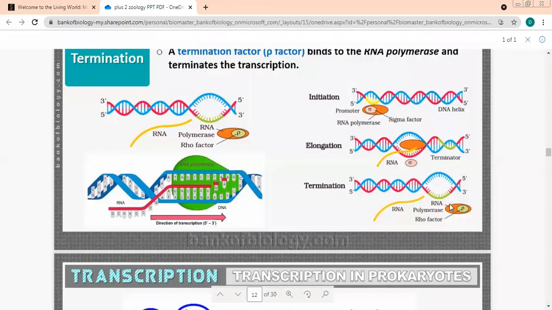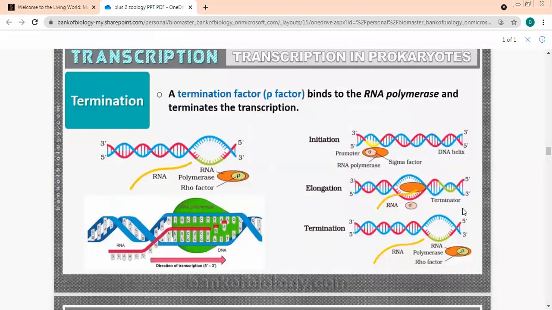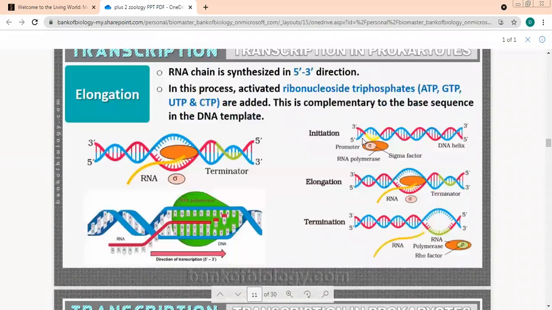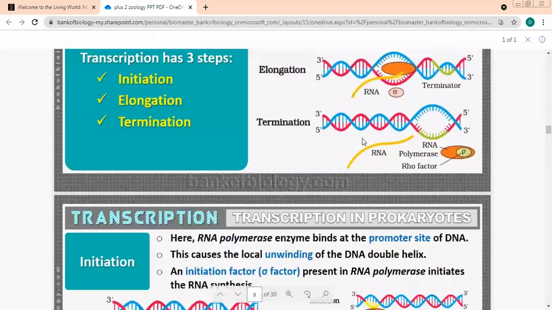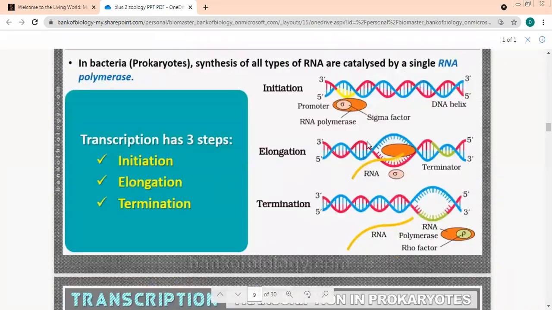So we have this factor binding to this. This is the Rho factor. Now I have not written sigma over here. This is the Rho factor, called the termination factor. Now this will bind to RNA polymerase and it will terminate, or stop, the process of transcription. Okay, this is termination. What is this process called? This is termination. First we had, let me go back to this.